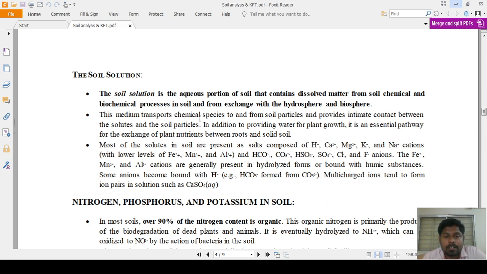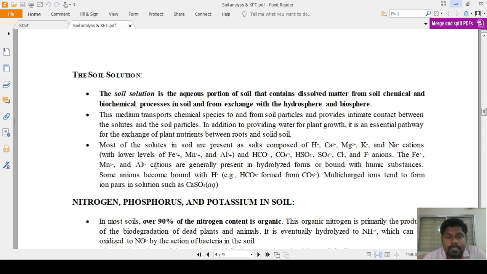Okay, this medium transports the chemical species to and from soil particles and provides the intimate contact between the solutes and the soil particles. Okay, most of the solids that are present in the soil solution are salts composed of the hydrogen ion, calcium, magnesium, potassium, sodium cations. In lower levels, that is the iron, manganese, aluminum, and the negative ions are bicarbonate, carbonate, hydrogen sulfates, that is called bisulfates, sulfate, chlorine, fluorine ions.